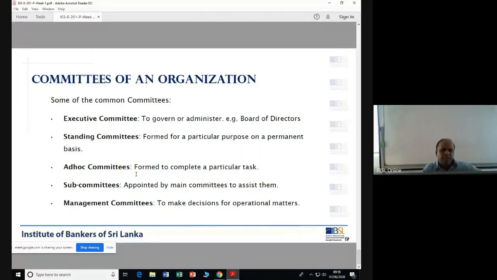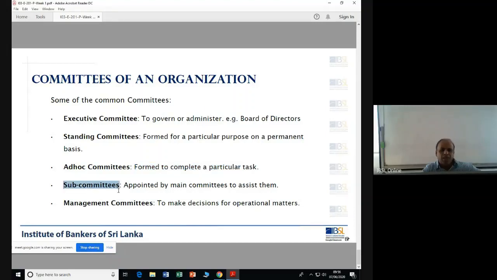Then we can say ad hoc committees. So the ad hoc committees are, as I told you, for a particular task. Say you can call it a project. There is a project which is undertaken to implement a system software. In order to implement that system software, there will be a project team. But this project team will have to report to a committee, and that committee is known as a project steering committee. So the ad hoc committee will be something like a project steering committee.